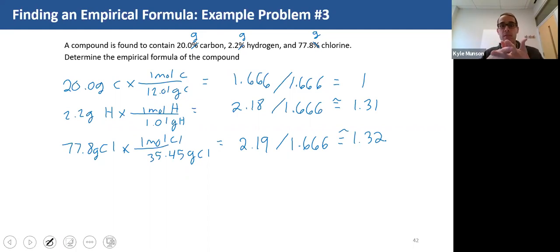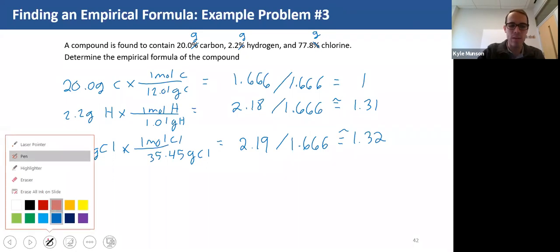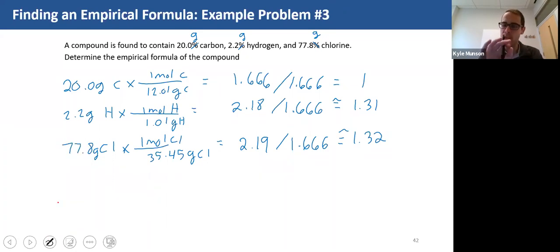Okay, so how do we round these to the smallest whole numbers? Do we just put them as 1 and 1.3? Well, that wouldn't be the smallest whole number, right? Do we round everything down to 1? Well, that's not really what we want to do here. We can round when it's really close. So when it's like 1.95, 1.98, we can round that up to 2, right? Or if it was like 0.9 something, then we can probably round that up to 1. But this really can't be rounded down to 1, okay? What we should do is get this to the nearest whole number. In this case, we're going to multiply everything by 3.